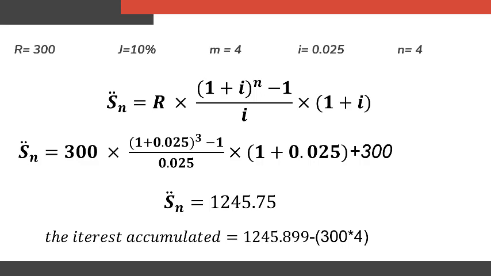So S double dot n will be equal to 1245, after we add 300 to the result of S double dot n. The interest accumulated equals 1245 minus R times n. R equals 300 times 4.